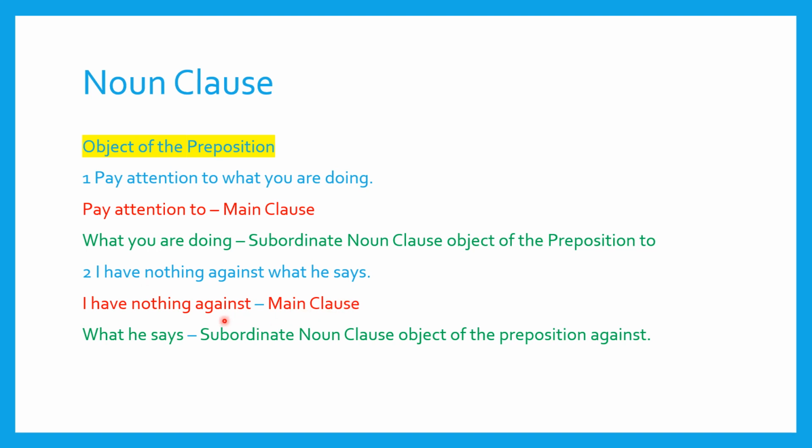For noun clauses, we ask the question what, who, or whom. Here again, I have nothing against what. You get the answer what he says. So therefore what he says is the subordinate noun clause. It is object of this preposition against. It is coming after this preposition against, and therefore it is object of the preposition against.